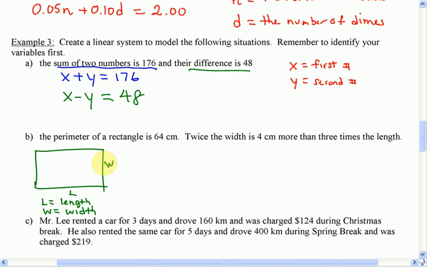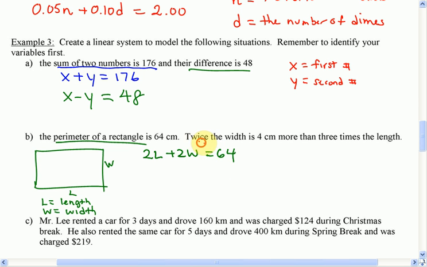Well, that's what you said. Okay, the perimeter of the rectangle. How do I describe the perimeter? 2L plus 2W is 64. Awesome. Good. There's your first equation right there.